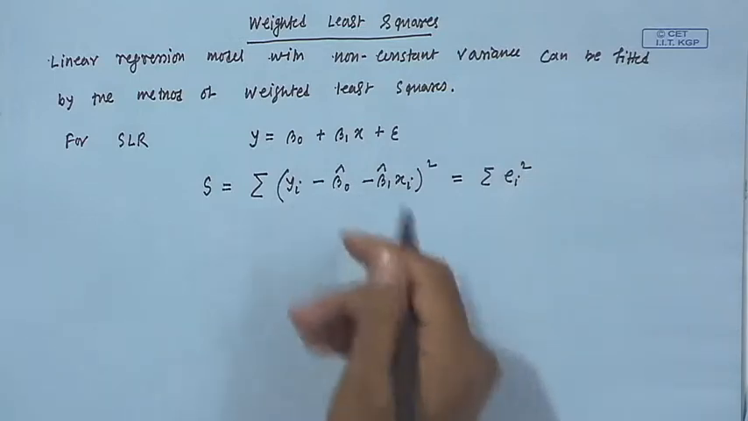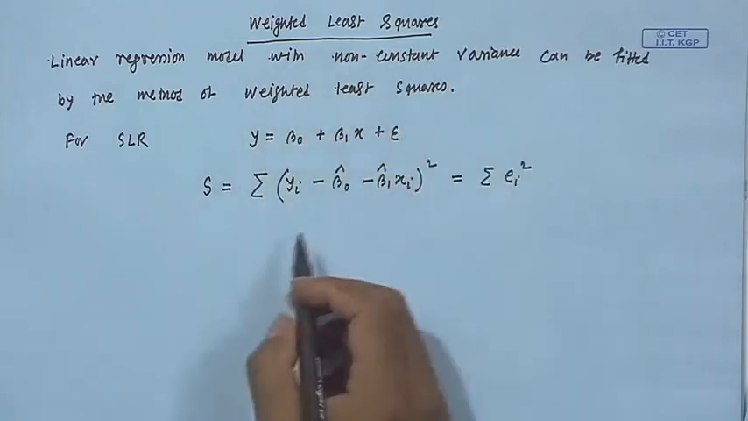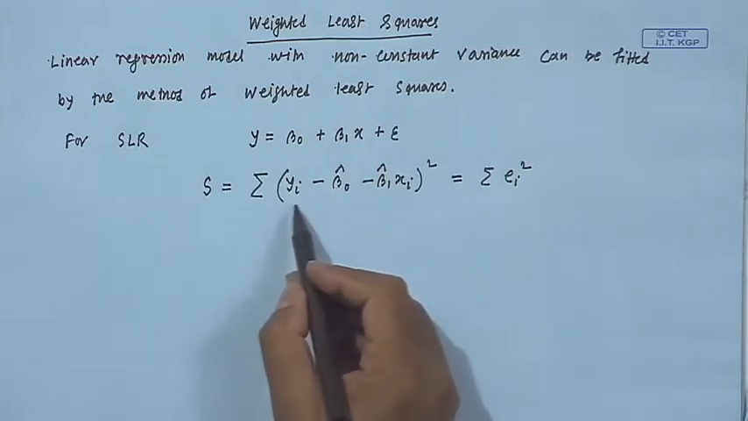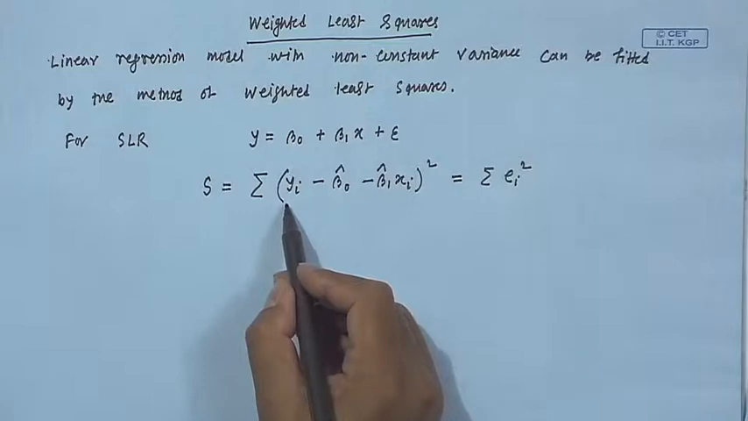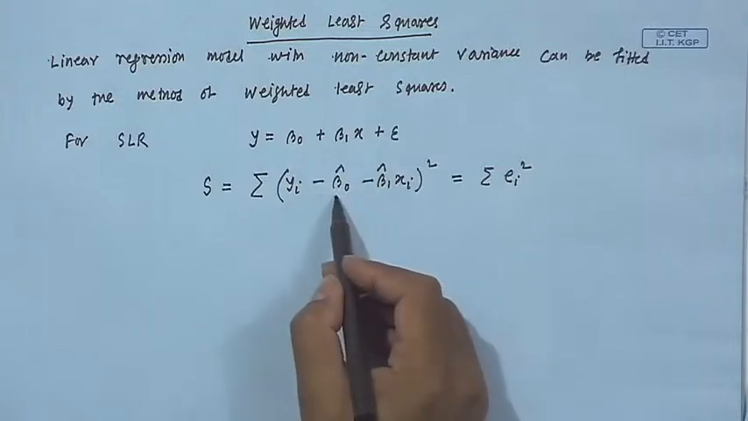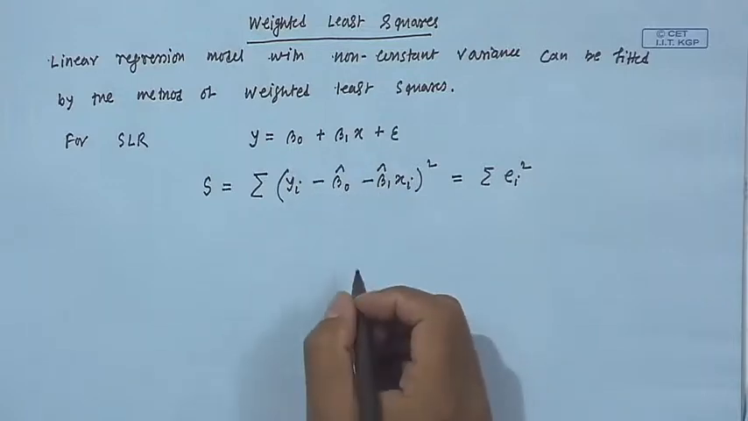Okay. So, in the ordinary least square technique, we minimize the difference between the original response value and the estimated response value to estimate these regression coefficients.